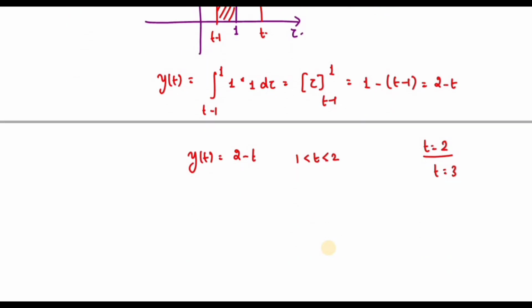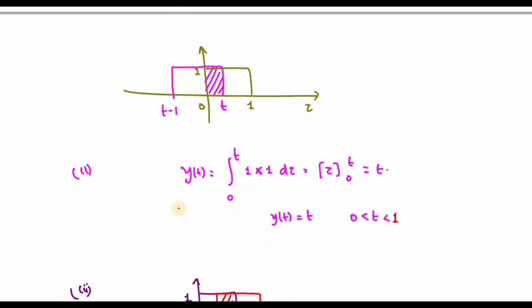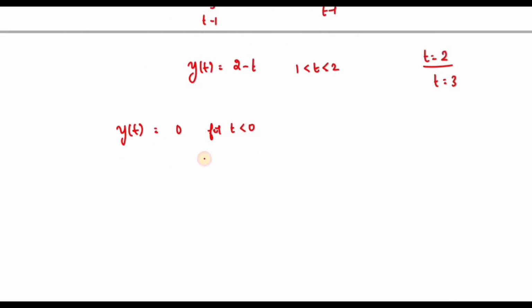Okay. So I can write the answer as y of t is equal to 0 for t less than 0, and this is equal to t for 0 less than t less than 1. Next it is 2 minus t for 1 less than t, and t less than 2.